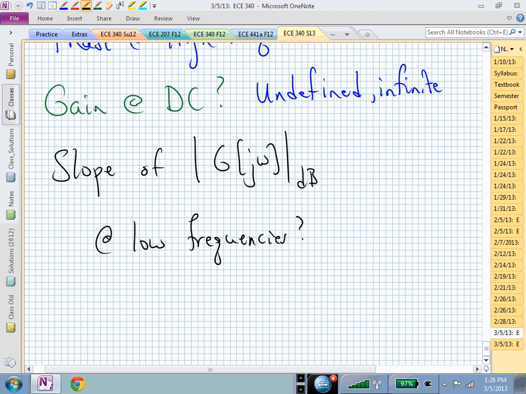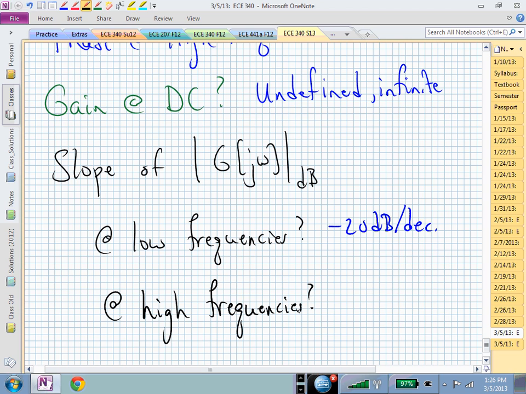What's the slope of the transfer function at low frequencies? I just answered it, didn't I? Minus 20 dB per decade because of that pole at the origin. What's the slope of our magnitude at high frequencies?